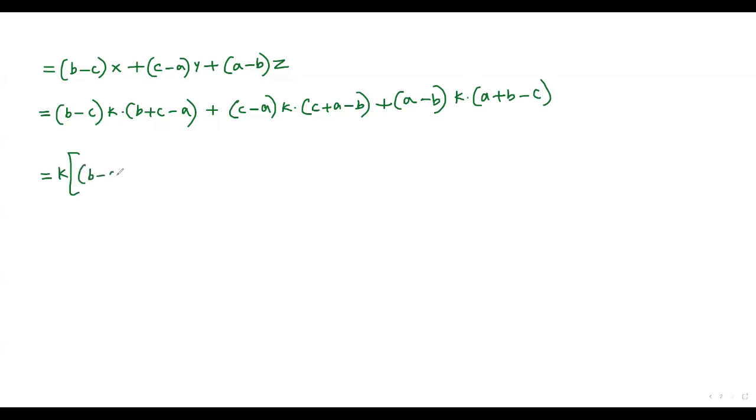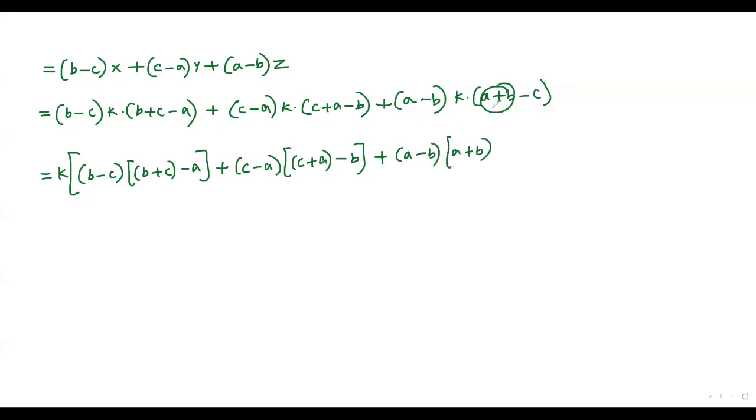Let me write over here b negative c times, I'm going to write this as b positive c negative a. That is, I consider this b positive c as a single term. Positive k is factored out. Then we have c negative a times c positive a negative b in the second term. Then that is c negative a times, I'm going to write this one as c positive a as a single term, negative b positive a negative b. This k is factored out times a positive b. I consider this a positive b as a single term, negative c. Okay, let me close the square bracket.